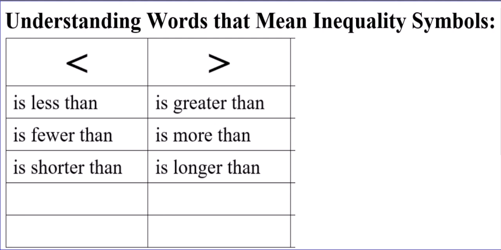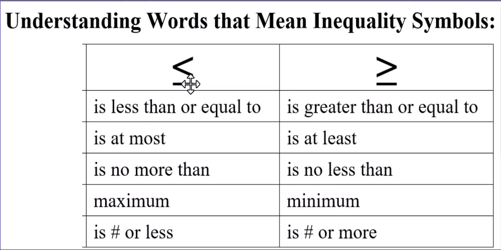Understanding words that mean inequality symbols. Yes, you already know that the inequality symbol that looks like an L that was rotated is called a less than symbol. The one that does not look like the L is the greater than symbol. But there are other words that can also mean less than and other words that could also mean greater than. So use this chart to help you know what words can mean what symbols.